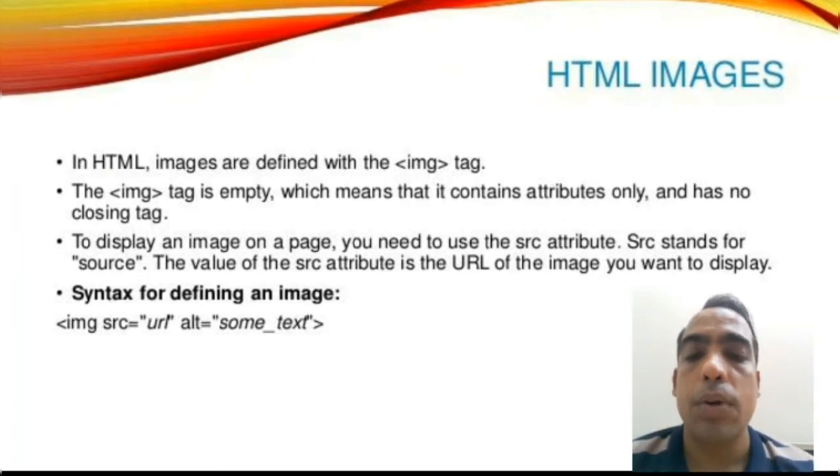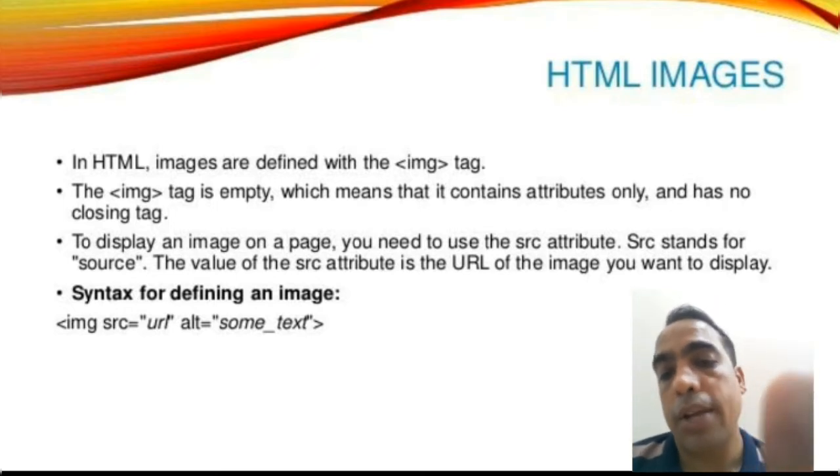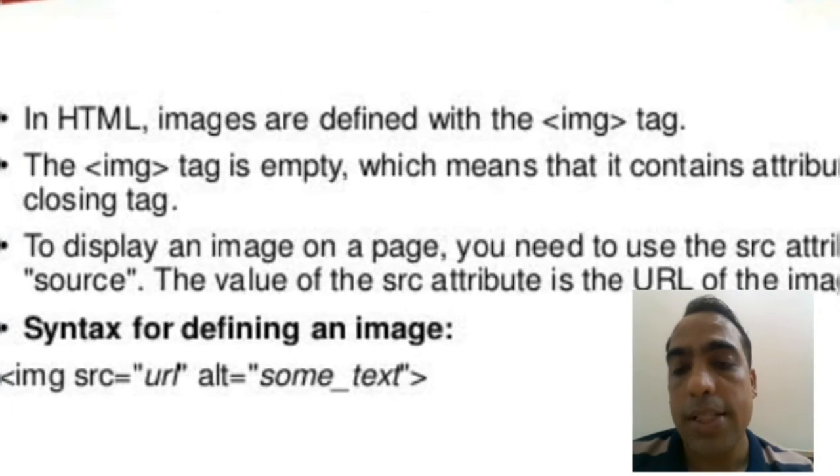Now I will explain the syntax of the img tag. In angle brackets, first you have to write the img tag, then the src attribute. Src contains the URL of the image which you want to display, and you have to write the URL in double quotation marks. You can see this in the syntax.